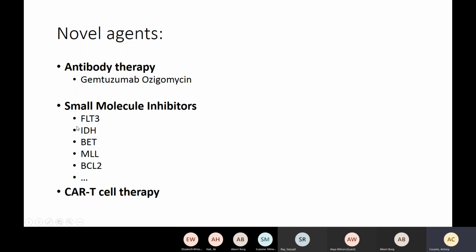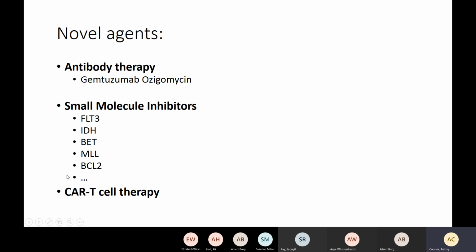More in the pipeline are small molecule inhibitors. FLT3 inhibition has been shown in adults to be effective in treating AML, and we are in the process of starting trials in children, but certainly so far there's no good evidence in children for any of these agents.